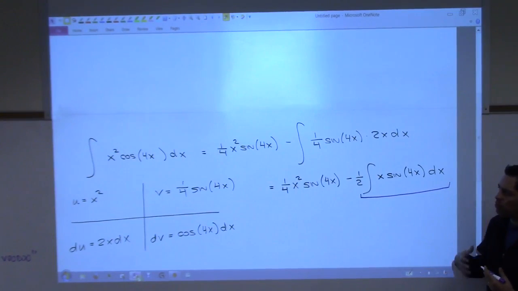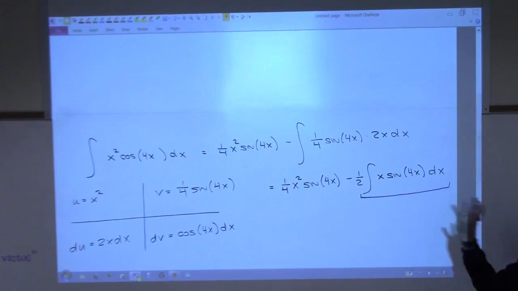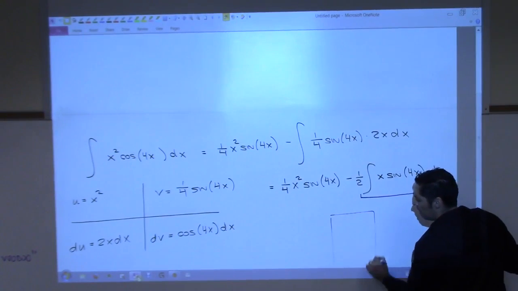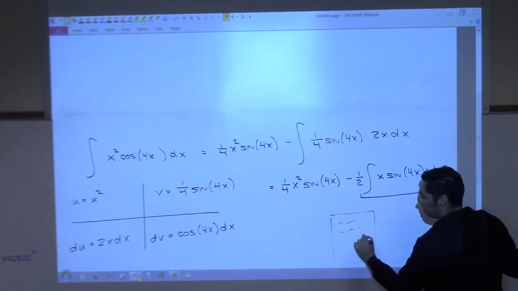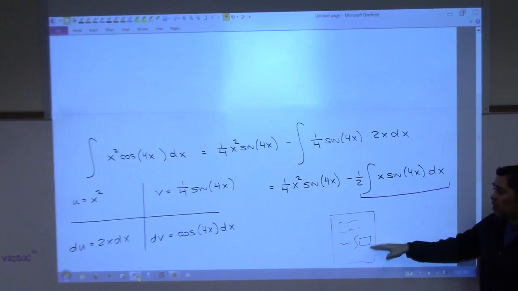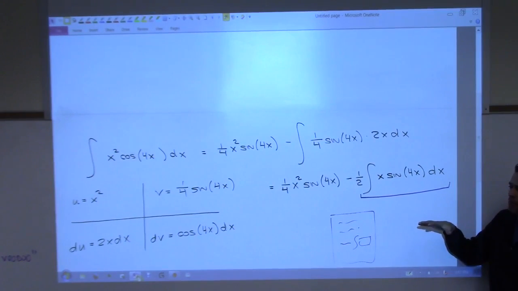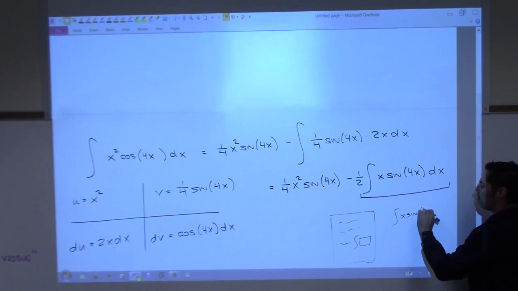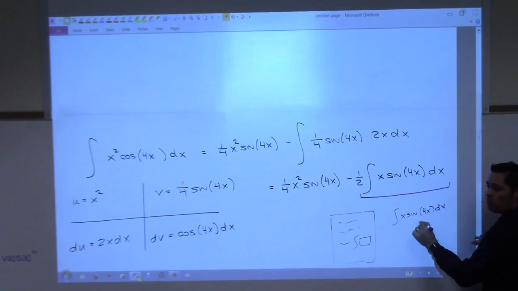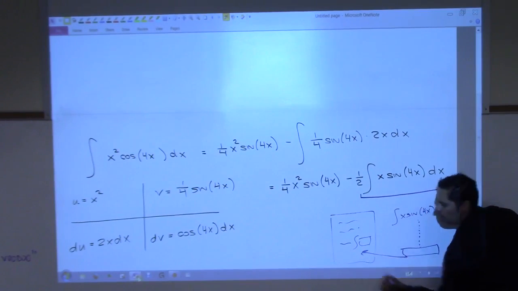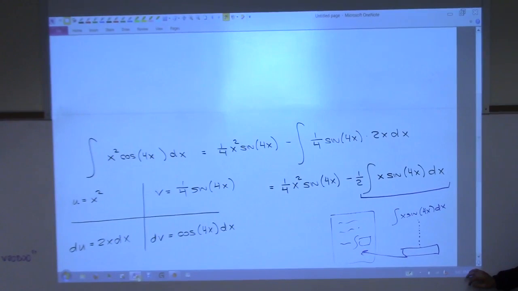If I were doing this work on a page, unfortunately I have to cram everything into this board to get it on camera. But if I were working on a piece of paper right now, I would have all this work that I've done with my little table. At this point, I'd have that integral sitting here that we're looking at, and I would either go to a different page or give myself plenty of room. What I would do is start a new problem, x sine 4x dx, and start working this through. Once I get my answer, I'm going to come back in here and plug it in. That's how I'm going to write it down.